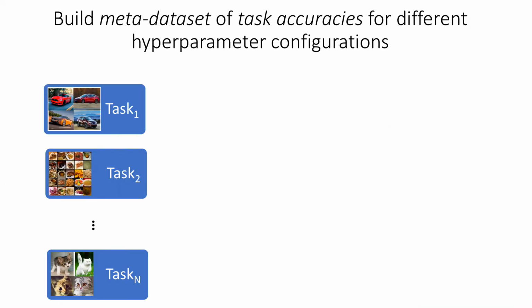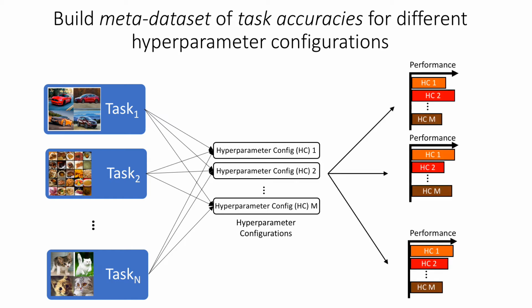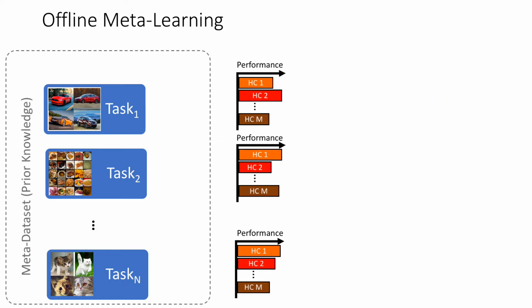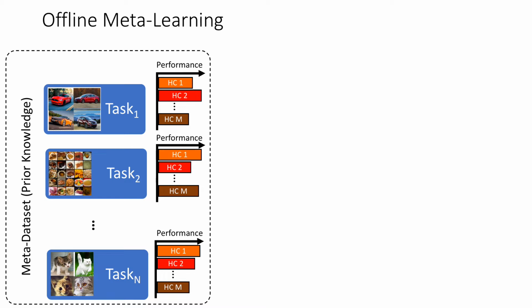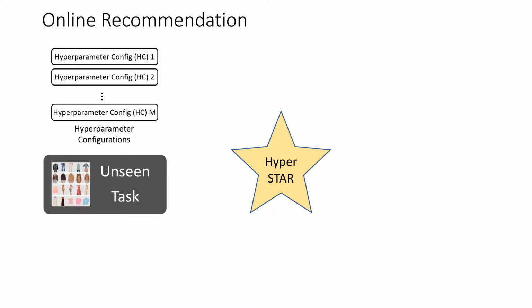optimal configuration. We first built a metadata set comprising accuracies of multiple tasks for a set of hyperparameter configurations. Different tasks prefer different hyperparameters to achieve the best performance. Now using this metadata set, we trained the Hyperstar model in an offline meta-learning phase to predict the performance for each task configuration pair and rank hyperparameter configs conditioned on the task.